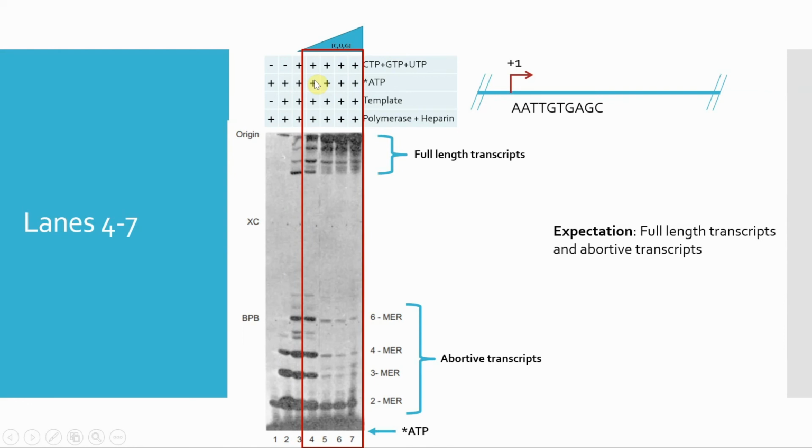In lanes 4 through 7, we continue the conditions from lane 3 while increasing the concentrations of CTP, GTP, and UTP. We can see that the synthesis of abortive transcripts and the synthesis of full-length transcripts are inversely related, with more full-length transcripts being made as abortive transcripts decrease. However, even at equal concentrations of all of the nucleotides, as in lane 7, we still do see abortive transcripts, indicating that they still occur without enhancing for abortive conditions.